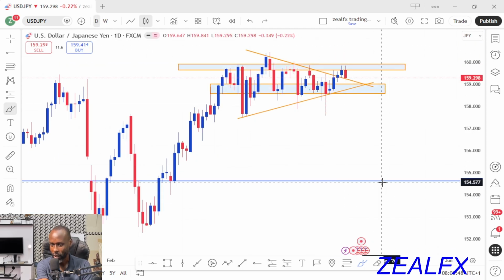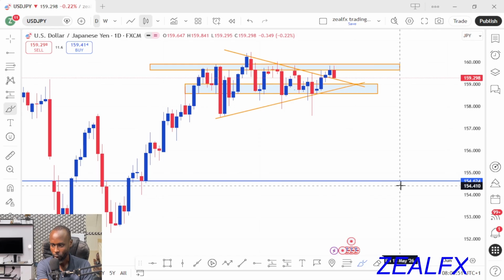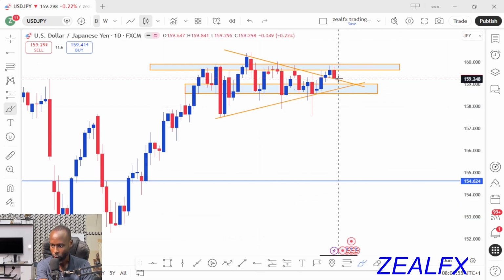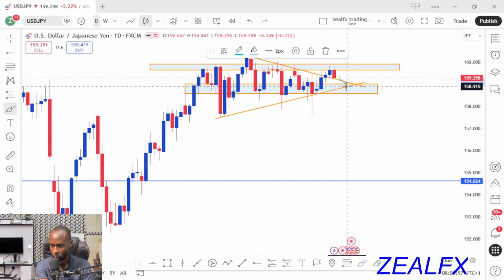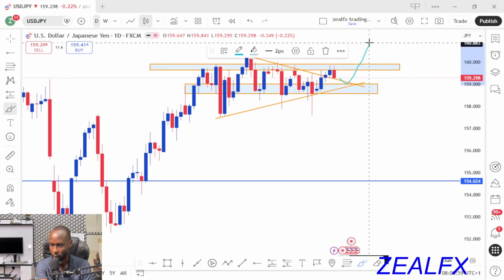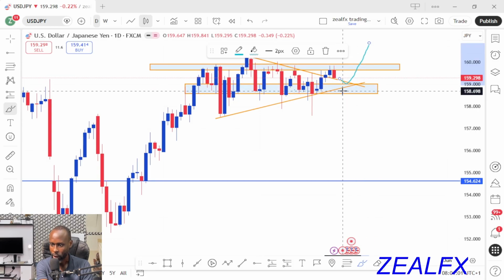On my daily chart now, we need a clearer break of price, or we wait for price to retest this support back with a price setup, then start looking for buying opportunities for the USDJPY.